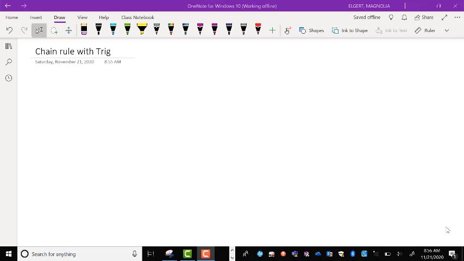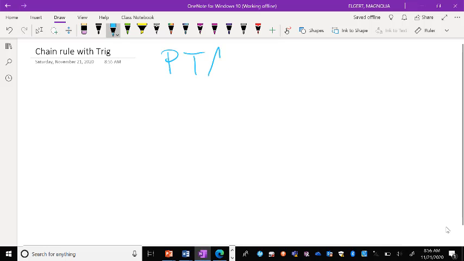Okay guys, so what we're going to look at is the chain rule with trig functions. I learned this a couple of years ago, not the trig function chain rule stuff, but a way to help you guys remember what to do on the chain rule with trig functions. So you need to think of PTA. That'll help you figure out what to do, of course. I can't even write an A correctly.